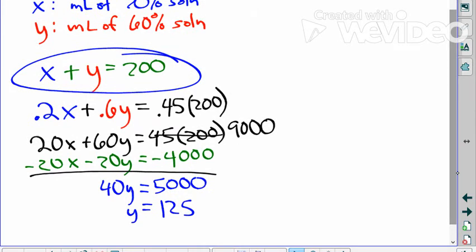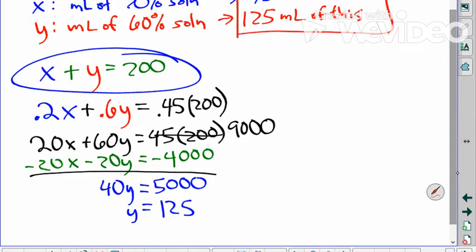Okay? So I need 75 milliliters of this and 125 milliliters of the 60% solution. If I mix those together, I should end up with exactly 200 milliliters, obviously, and the concentration is going to be 45% there.